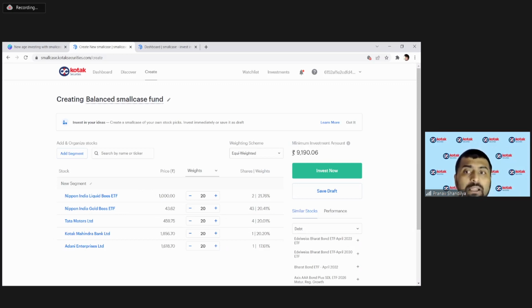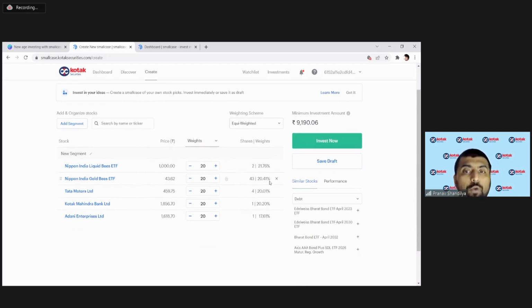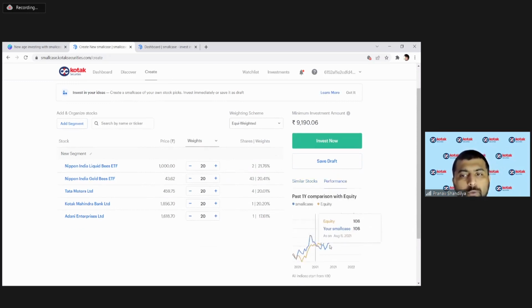And now, if you want to check your portfolio performance, you can click on the performance option over here. So the blue line shows the smallcase and the yellow line shows the equity index. So here we can see the performance of this particular basket against the equity index in the last 1 year. The system is automatically calculating that.